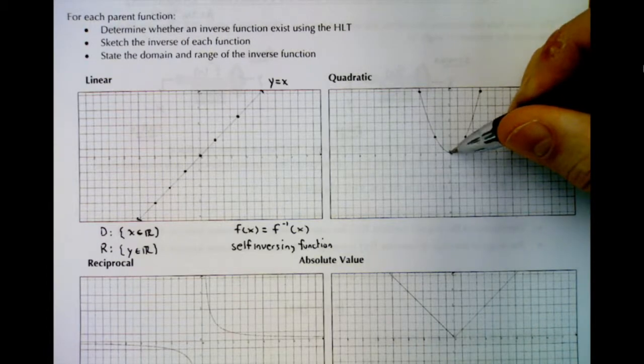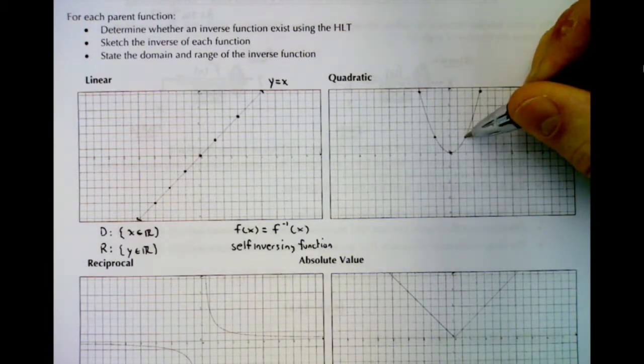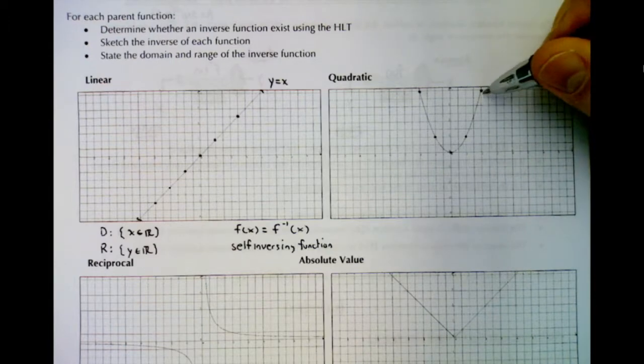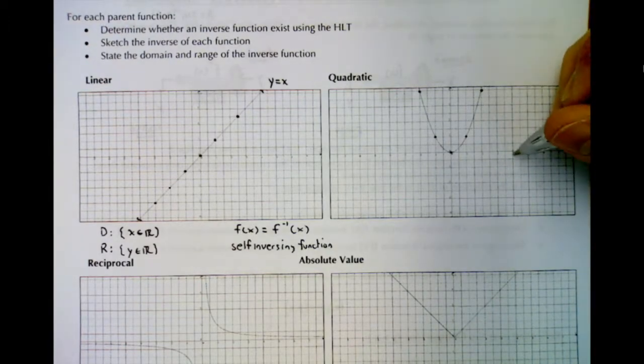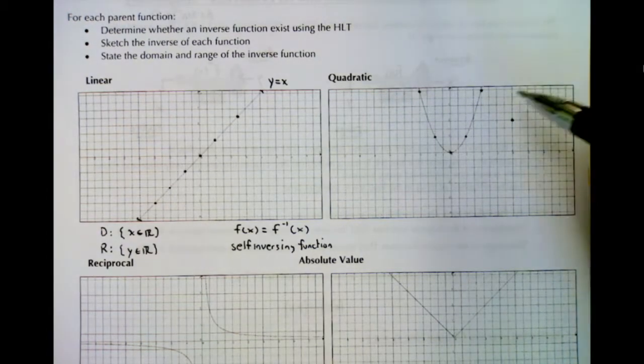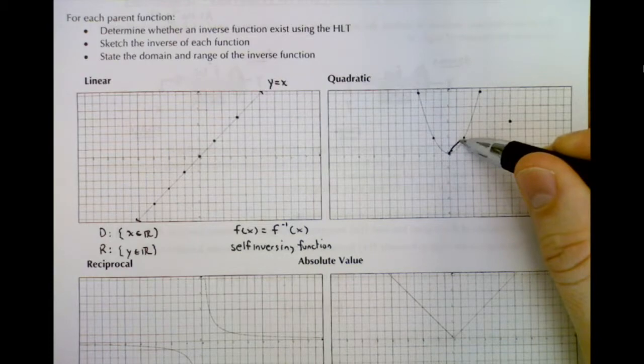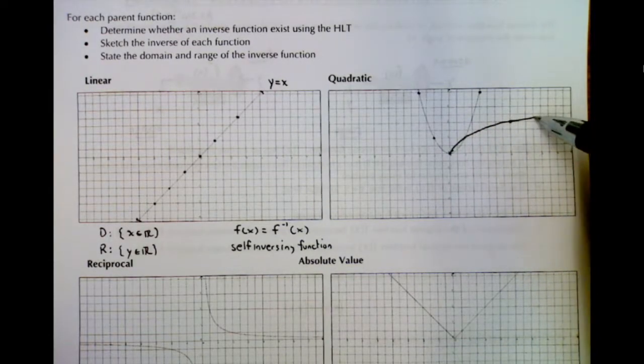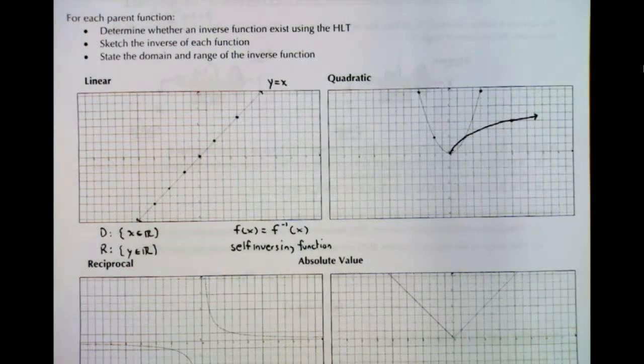0, 0, if we flip x and y, 0, 0 is the new point. 1, 1, if we flip x and y, 1, 1 is the new point. Uh-oh, what do we have going here? Maybe the same as last time, or maybe not. 2, 4. If we flip 2 and 4, we get 4, 2. Aha, a new point, 4, 2. There we go. And this part is the first branch, or one side of the parabola.